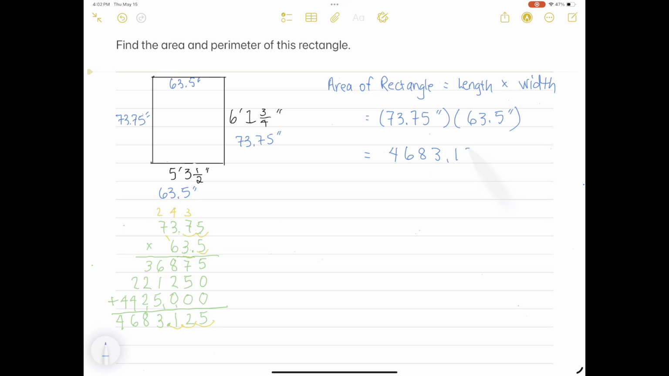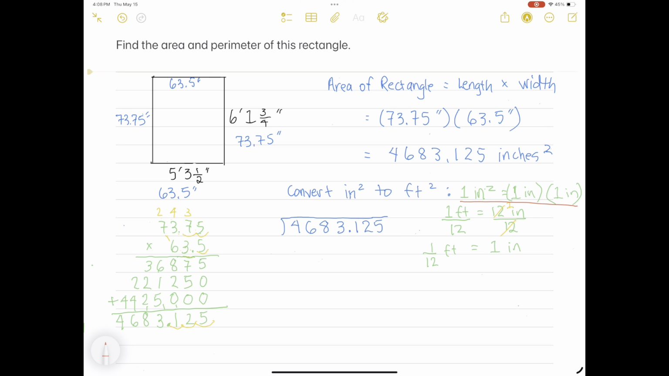4,683.125 divided by, what do we need to divide this number by to get square feet? So let's take a look at the units. 1 inch square equals 1 inch times 1 inch. 1 foot equals 12 inches. If we divide both sides of the equation by 12, we get 12 inches divided by 12 on the right-hand side. 12 divided by 12 equals 1, so 1 inch on the right-hand side. And on the left-hand side, we have 1 foot over 12, or 1/12 of a foot.